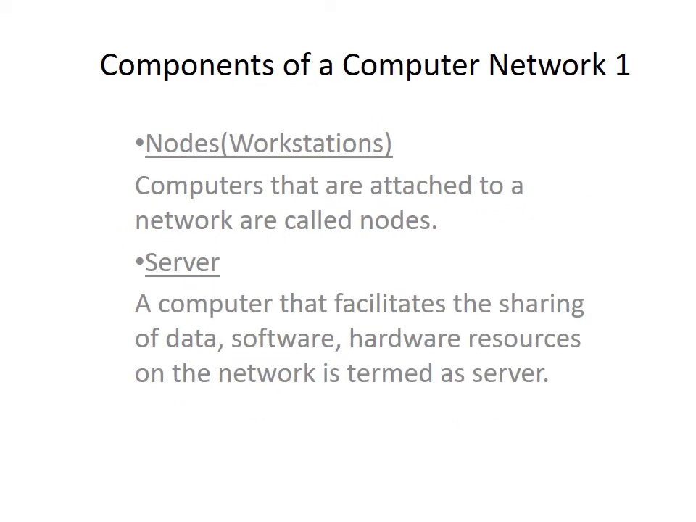Components of a computer network, or in other terms, elementary terms related to the computer network. One such term is nodes, otherwise known as workstations, clients, terminals, etc. Computers that are attached to a network are called nodes or workstations or terminals or clients. Another term: server. What do you mean by a server? A computer that facilitates the sharing of data or software or hardware resources on the network is termed a server.